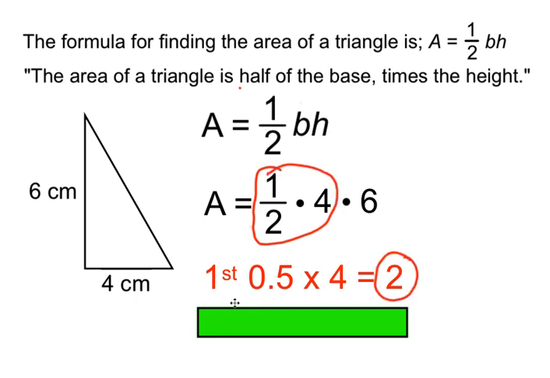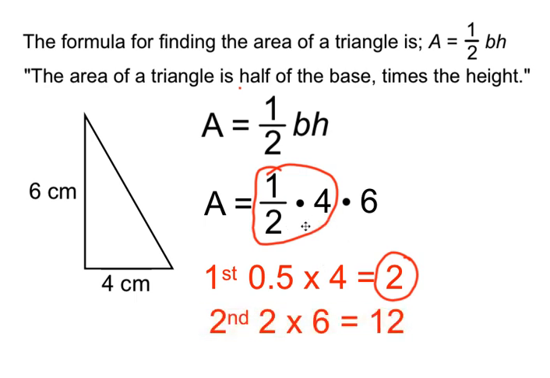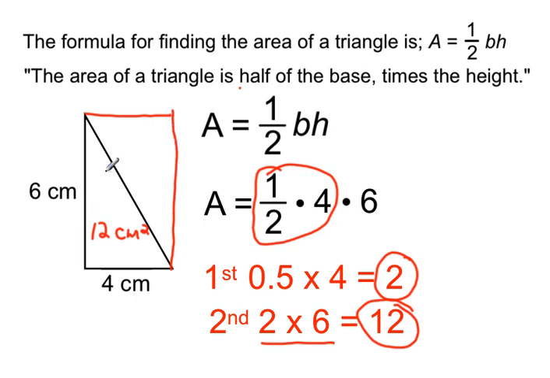The second thing that we would do, we would take this product, which is 2, and we would multiply it by the height, which is 6. So we would do 2 times 6, and we would get an area of 12 square centimeters. And this makes a lot of sense if you consider that this started out as a rectangle, if you want to think of it that way. And if you had this rectangle and you wanted to know the area of that whole rectangle, you of course would do 6 times 4, which is 24.